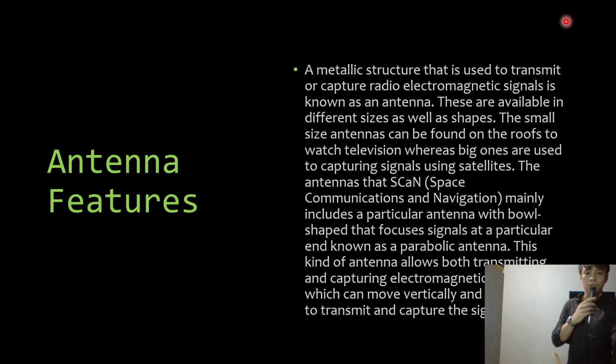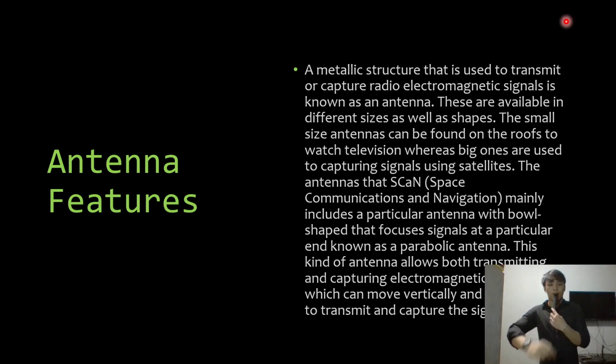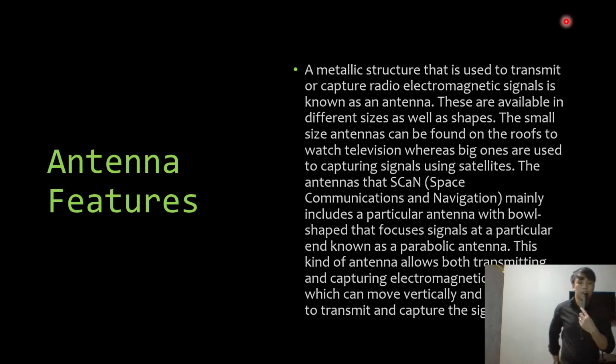So antenna features. These are available in different sizes as well as shapes. As I've said before in the discussion, the small antennas can be found on roofs to watch television, whereas the big ones are used for capturing signals from satellites.